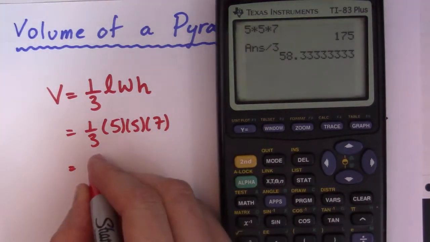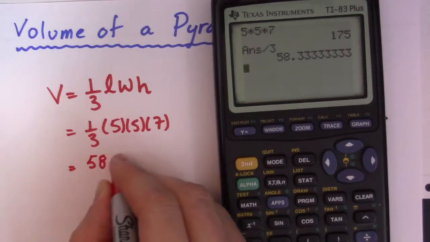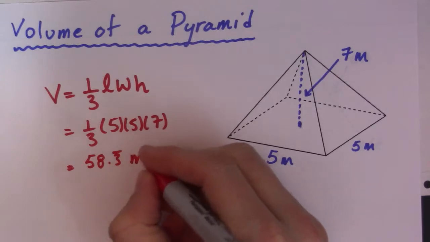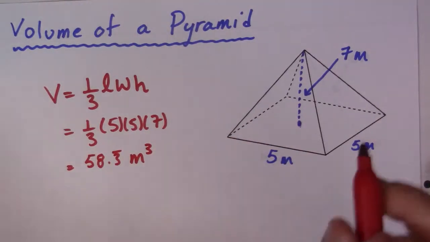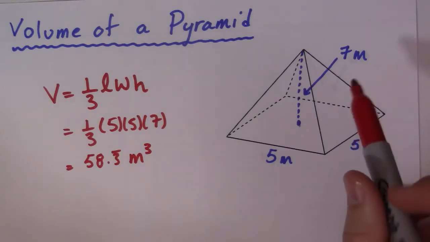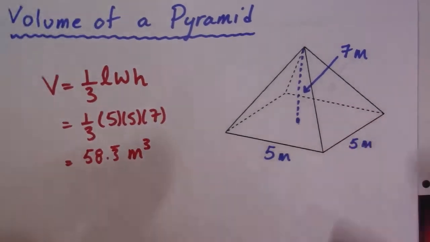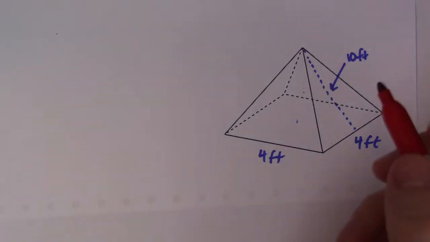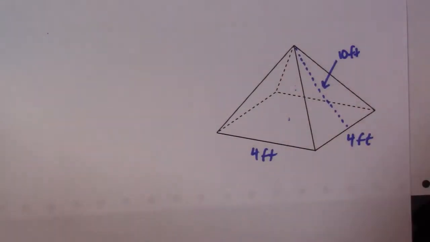So I get 58.3 repeating, and since it's volume, it's cubed units. So there's the volume of my pyramid. Now the only question is what happens when we're not given the height. There's a scenario where we might be given the slant height, like we are in this situation, and we need to do a bit of work to find it.